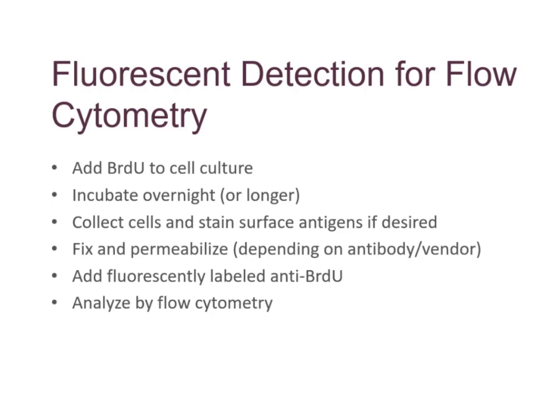The other way to detect this that's really distinct from something like tritiated thymidine is that you can add your bromodeoxyuridine, incubate overnight. You could then collect the cells and stain for surface antigens, if you like, then fix and permeabilize and add a fluorescently labeled anti-bromodeoxyuridine, and then measure your proliferation using flow cytometry. And this gives you the advantage of seeing exactly what cells were incorporating the label during the experiment.